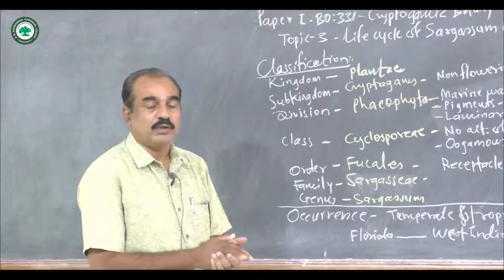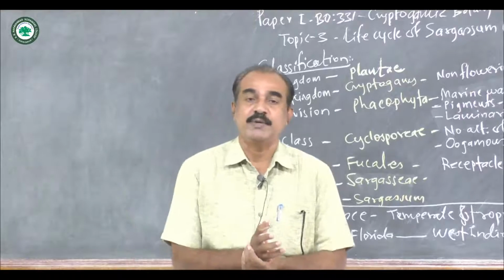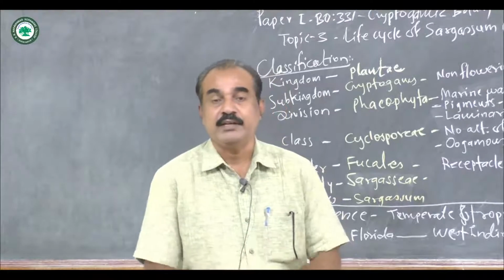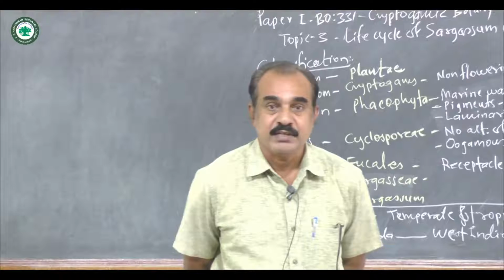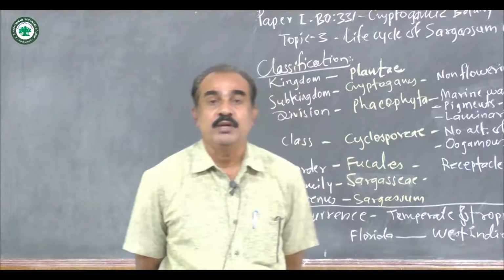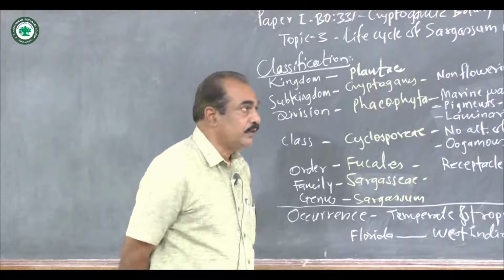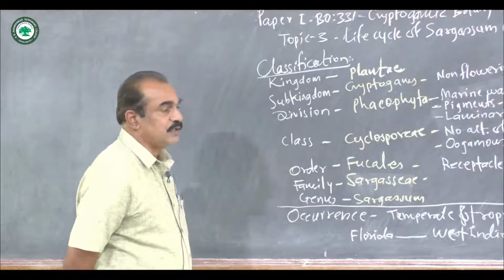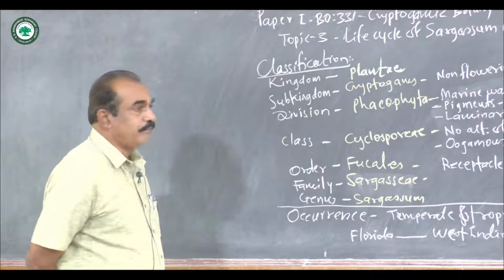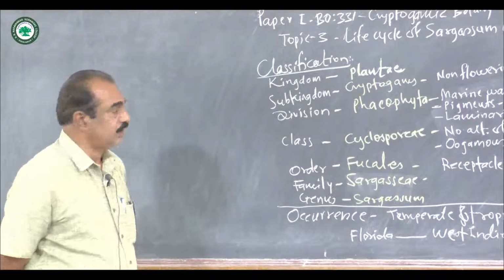Now, all over the world, there are about 150 species of the Sargassum, and in India, there are about 15 species, and these species are according to B.R. Vasishta. Now, the classification of this Sargassum: kingdom Plantae, because cell wall is there.